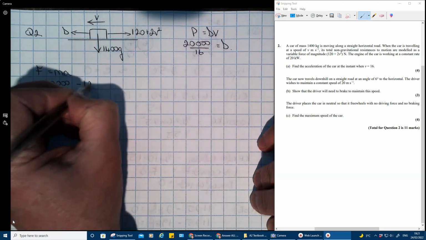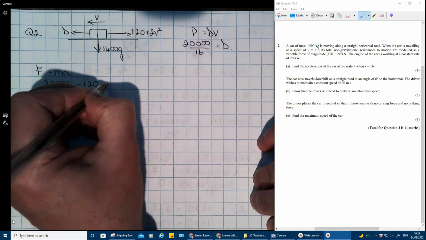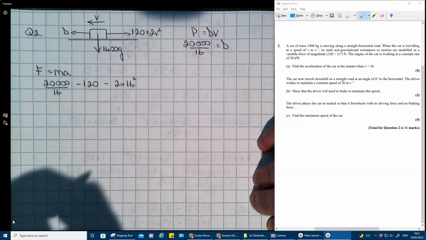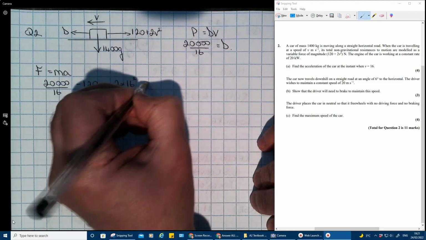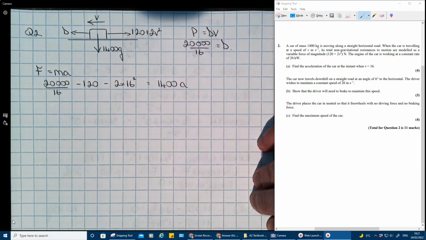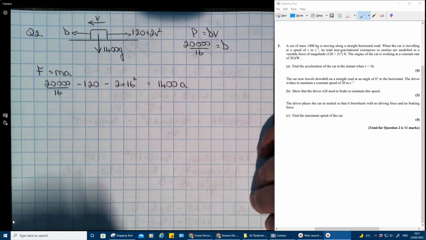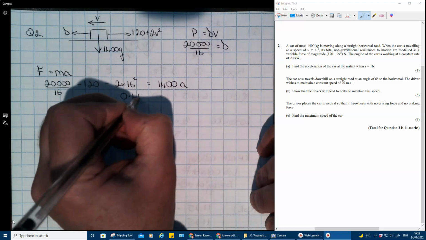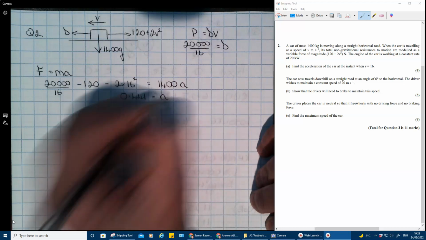take away the 120, take away the 2 times 16 squared, equals mass times acceleration. And that gives us A is 0.441.